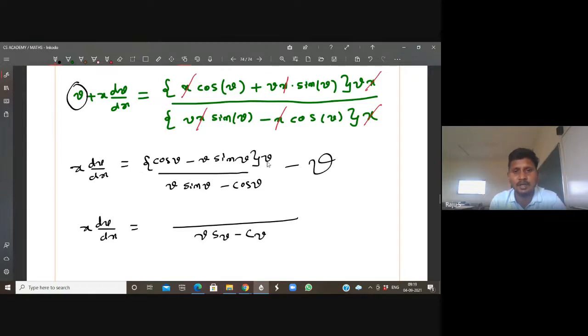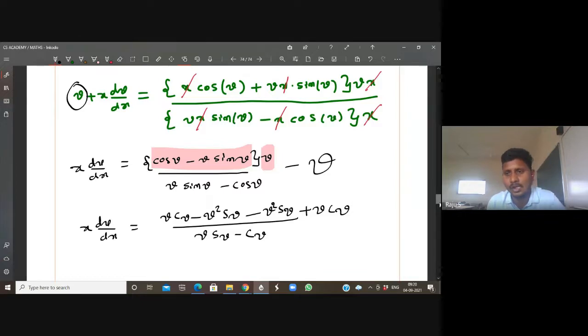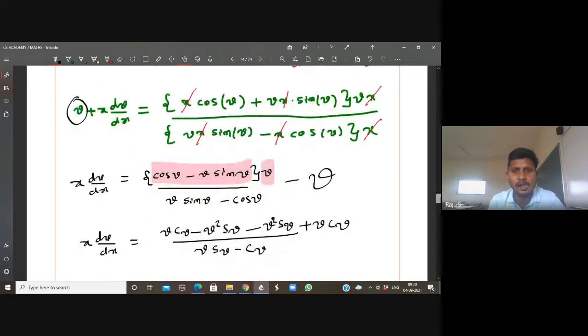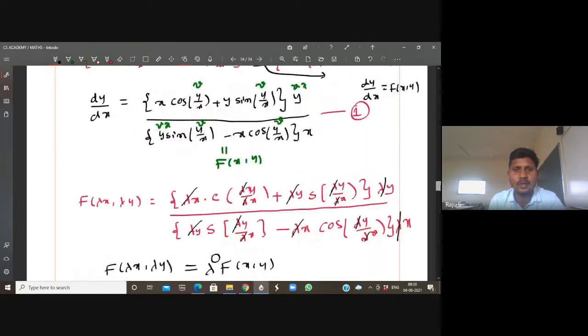When I take the LCM and multiply with v, cos v into v gives v cos v minus v² sin v. When I take the LCM, I want to multiply directly: minus v² sin v, minus into minus plus v cos v. Students, is it clear? Is the sign and everything clear?